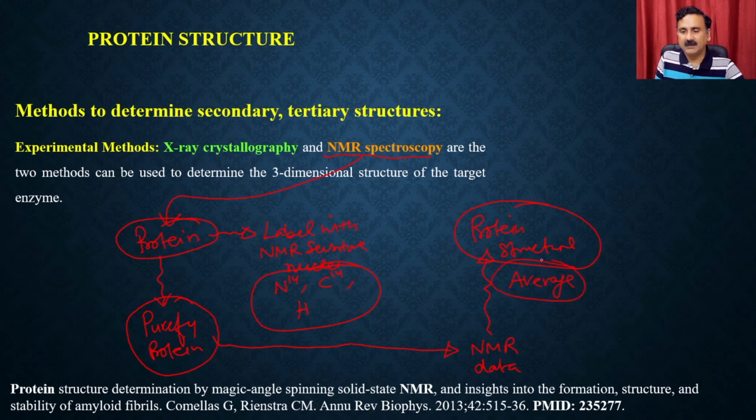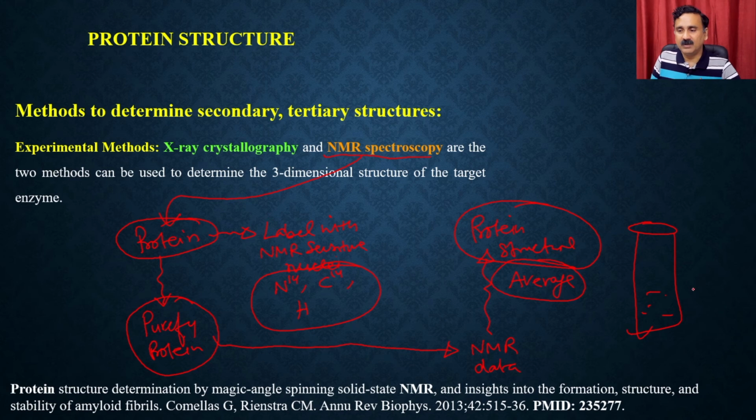So this protein structure is called an average structure because the NMR is actually going to be performed in the liquid. So you can imagine that if I have a protein in the test tube, this protein is freely moving, right? And its domains and all other structures are also moving. Because of that, it is going to give me the average structure.